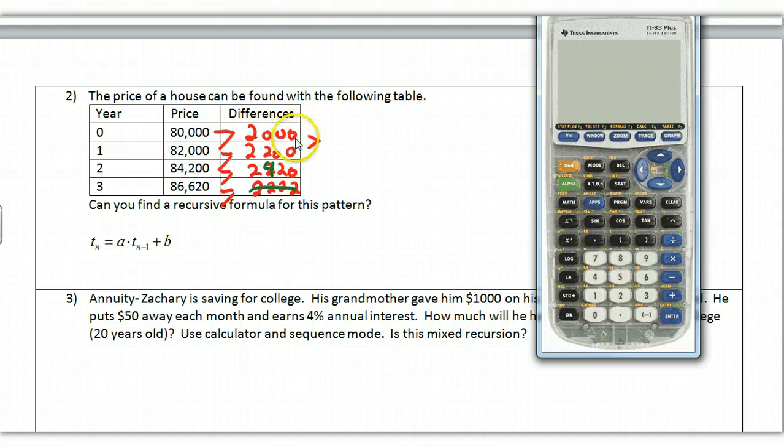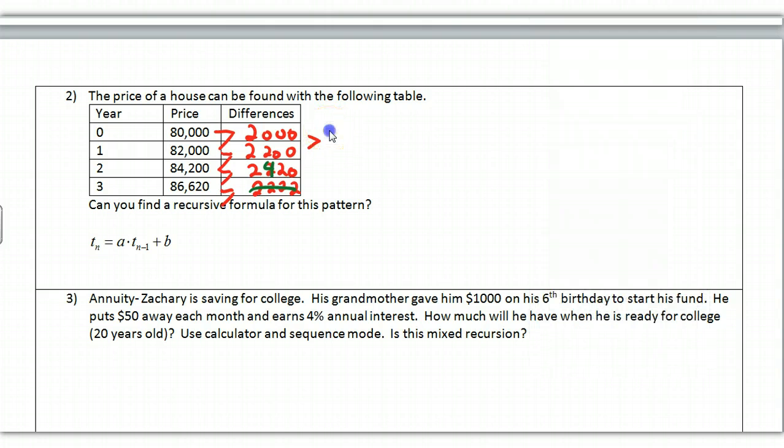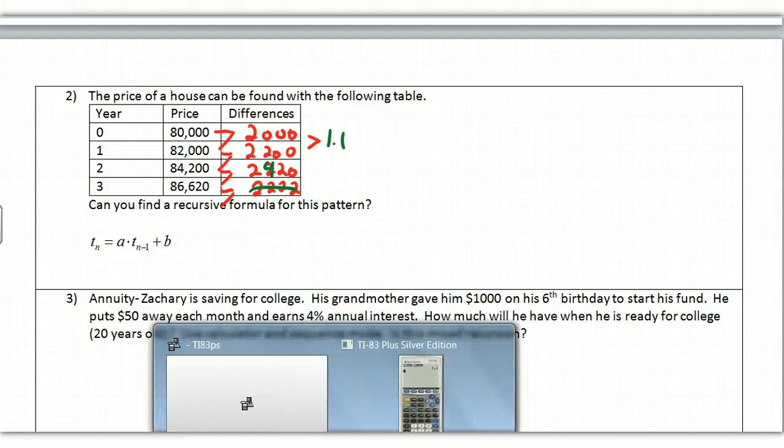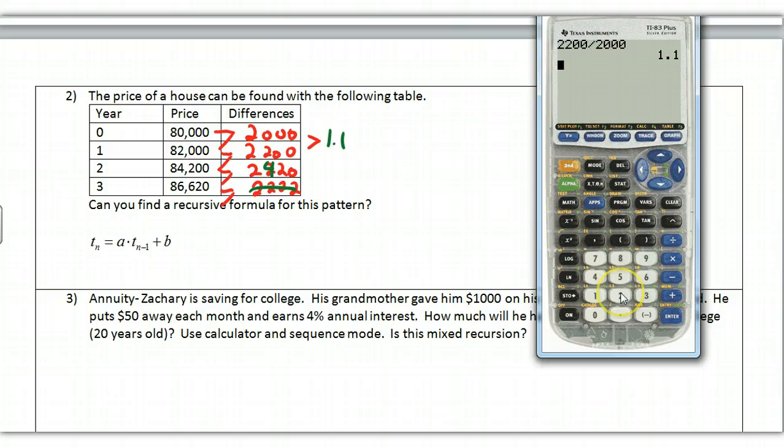So what we look for now instead is, once we take the first row differences, can we find a ratio to get from one to the other? We can find a ratio by taking any number divided by its previous number. So I'm going to take 2,200 divided by 2,000, and I get 1.1. And if I do the same for the other ones, let's see what we get. 2,420 divided by 2,200. Oh, looks like we got a winner. Looks like we have a ratio of 1.1.